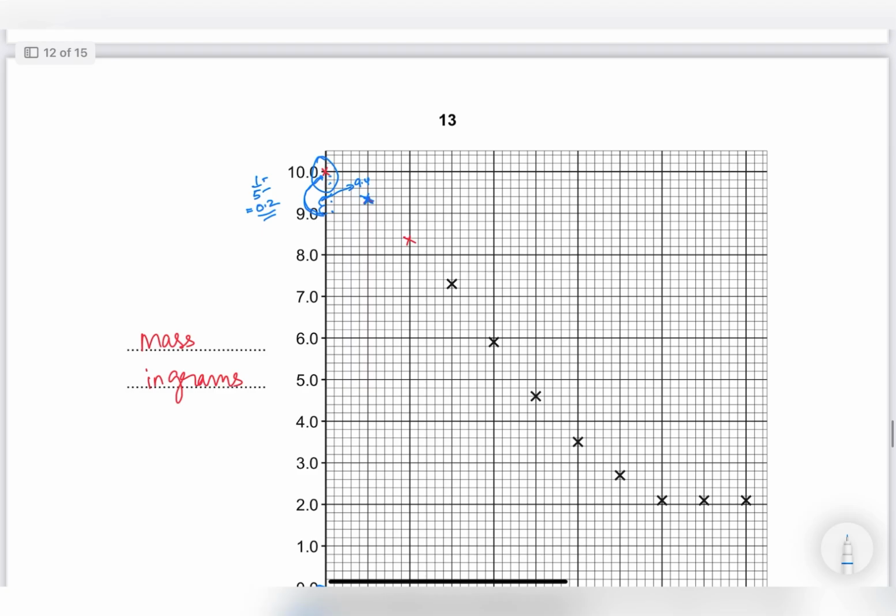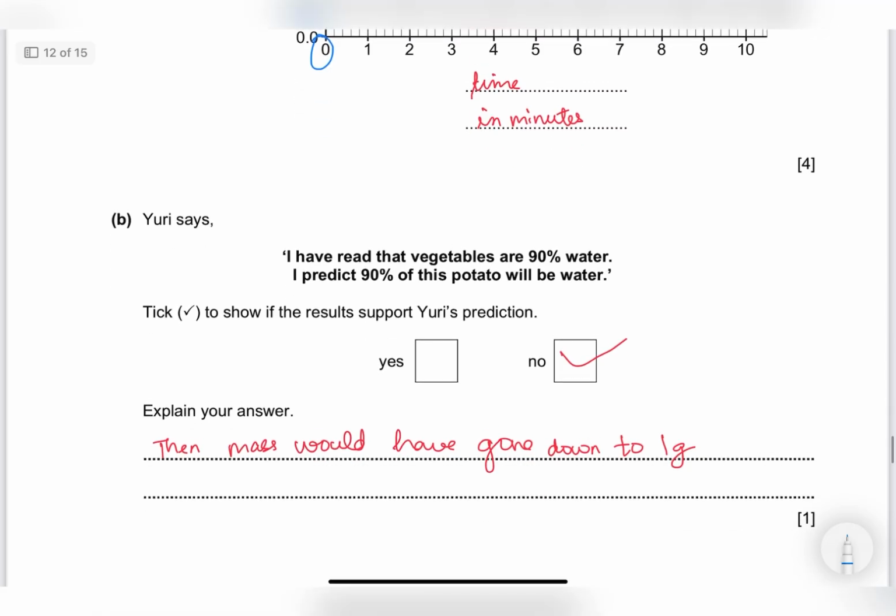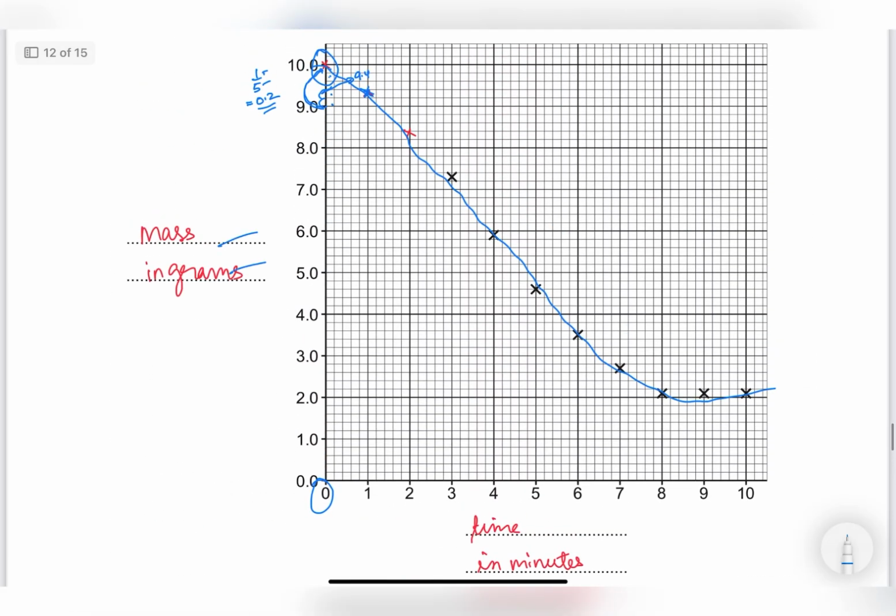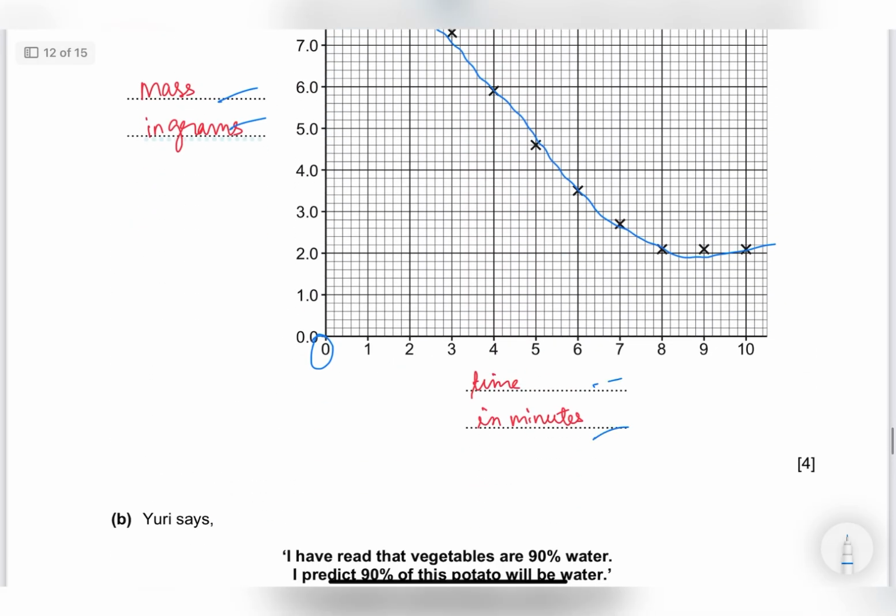Now, you mark the dots. Now, what you have to do is just connect them. Connect them. All right. And now label it. This is mass in grams and this is time in minutes. All right. Okay.